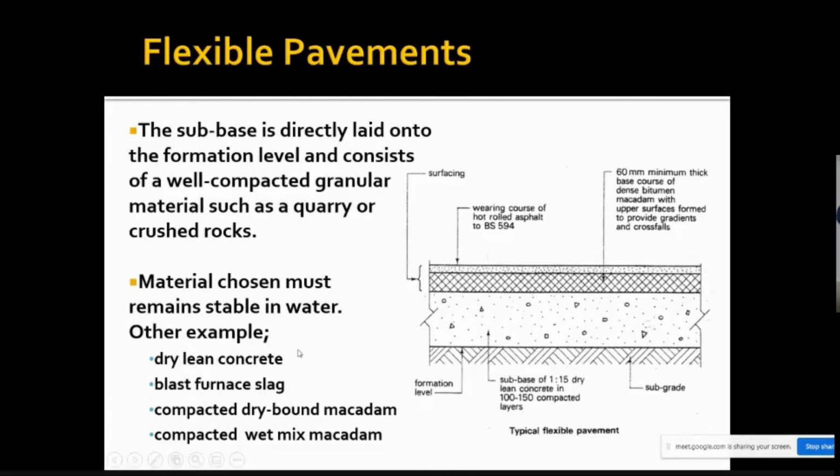Materials chosen must remain stable in water, for example, dry lean concrete, blast furnace slag, compacted dry bound macadam, compacted wet mixed macadam. Kenapa remain stable in water? Because you will have vehicles on the road. So kita tak nak jalan raya yang takung air, because like I said, when you have water then kita punya tayar tu boleh float atas air. I couldn't remember the term for that, tapi that's dangerous. So we want the water to run, that's what we call run off water. We want it to be clear from the road. Kita tak nak air atas jalan raya.